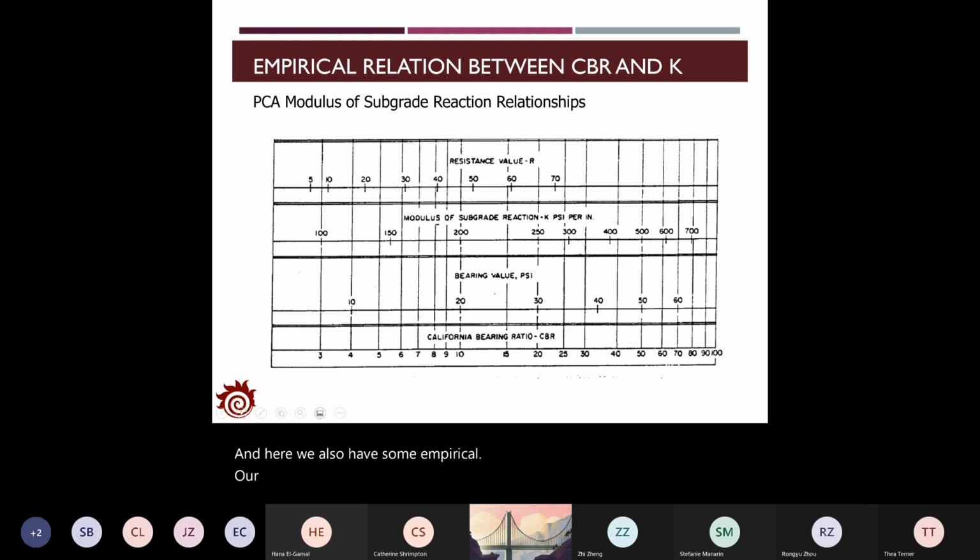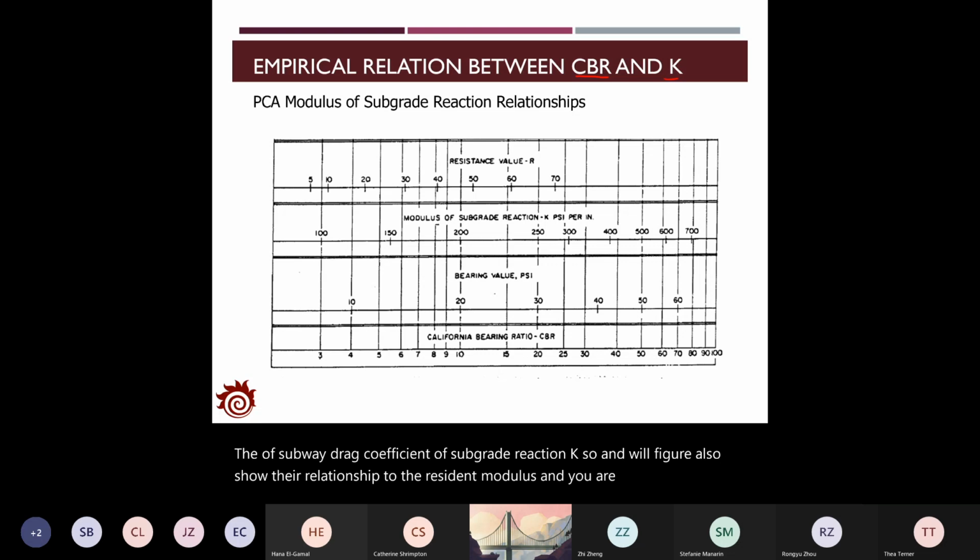results about the value of CBR and the coefficient of subgrade reaction K. We can also show the relationship to the resilient modulus. With the modulus of subgrade reaction K, you can find out the different CBR values.